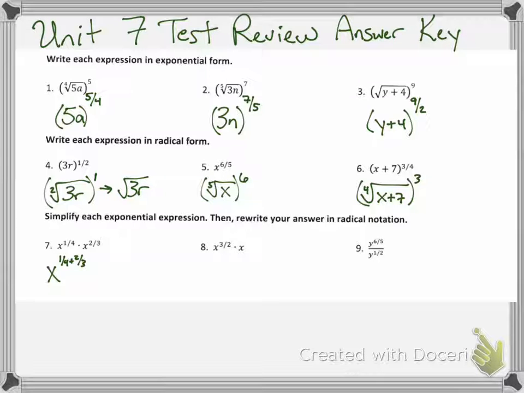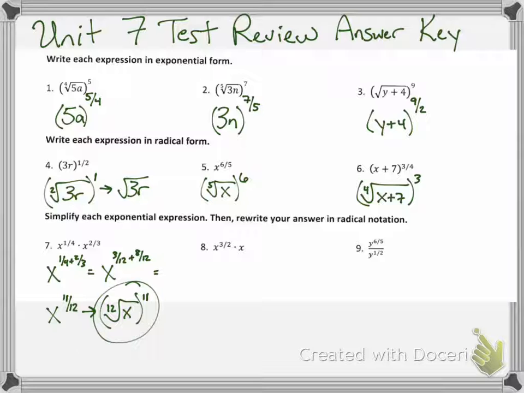So what I could theoretically do, a common denominator between quarters and thirds would be to take things to a denominator of 12. So 1 over 4 is the same as 3 over 12. 2 over 3 is the same as 8 over 12. So I can write this answer as x to the 11/12 power, which in radical notation would convert to the 12th root of x raised to the 11th power.